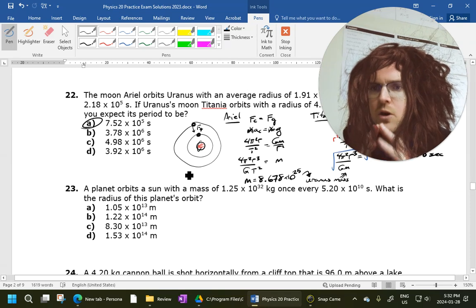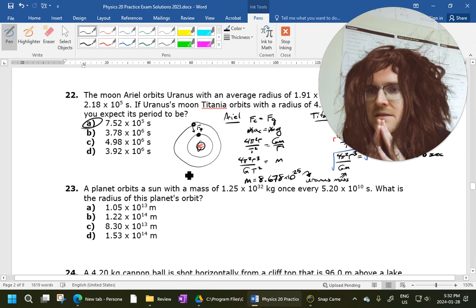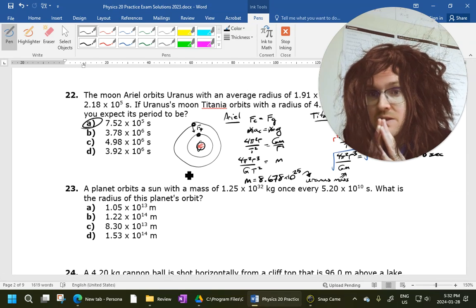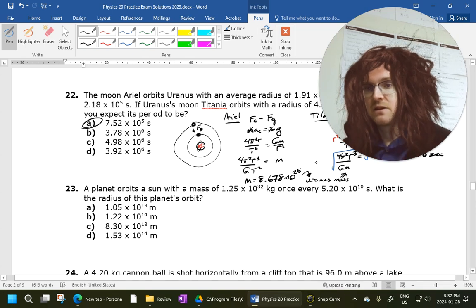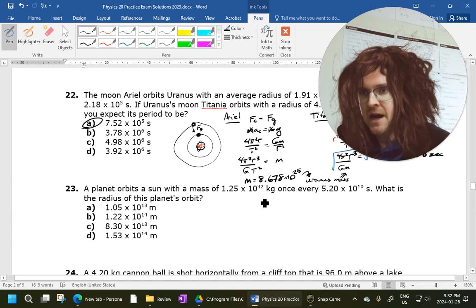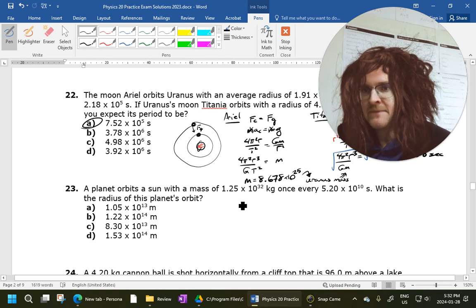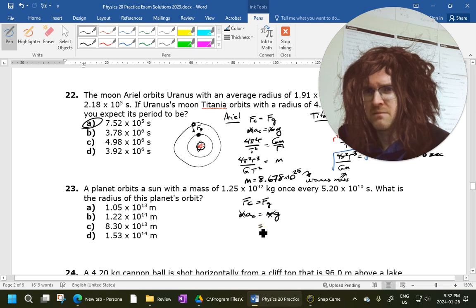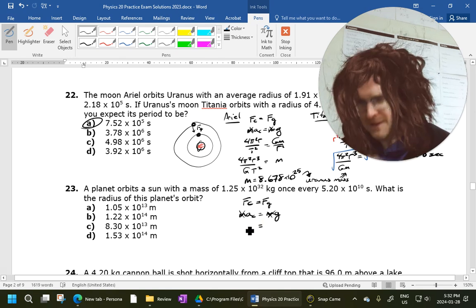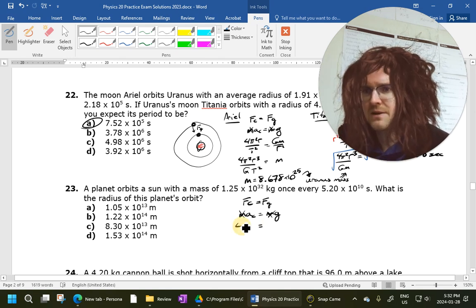Okay, a planet orbits a sun with a certain mass once every this. So what is the radius of that planet? So it's very similar to what we did up here. Now we're solving for R, right? Okay, so we get FC, let's go FG, so MAC, MAG, okay, cross out the masses of those. That's the mass of the planet. Oh, excuse me. And then because we have periods, we're going to use the formula that has period in it.